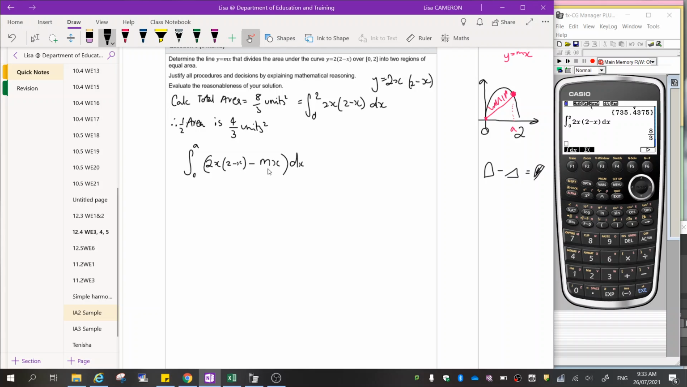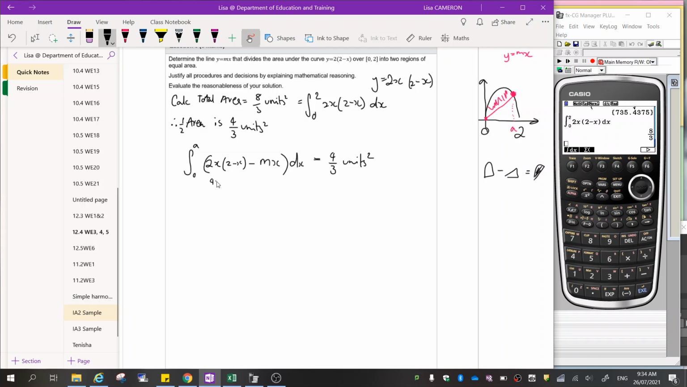So currently I don't know what the gradient is, I don't know what a is, and I've got my x's there. Okay, so now all I'm going to do is expand this, and I know that this whole area should be equal to 4/3 units squared. So let's just do that now.